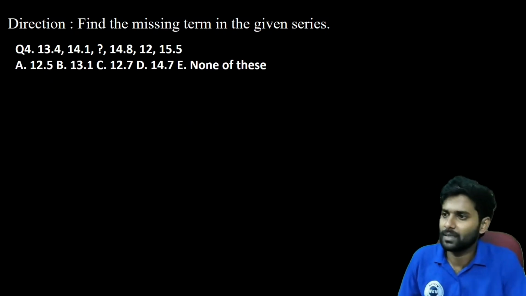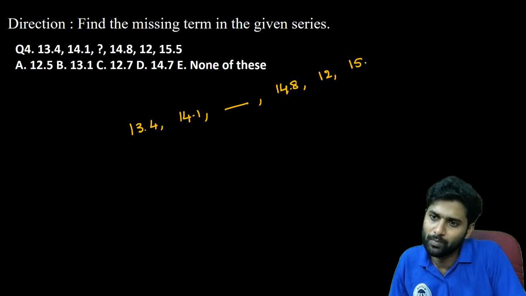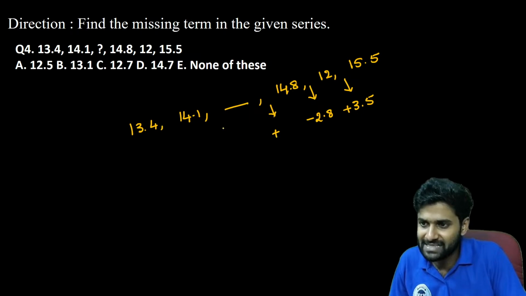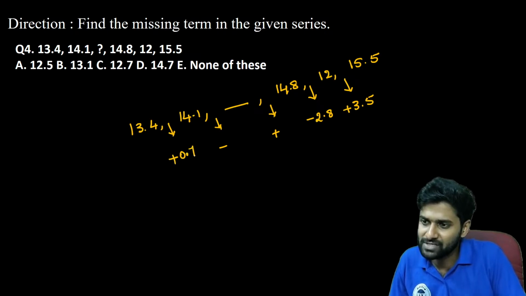Next. So what can be the next number here? 13.4, 14.1. What is the next number? 14.8, and it's 12, 15.5. See, you can identify that it is increasing by 3.5, but it is decreasing by minus 2.8. Now guys, see, definitely it is increasing, definitely it is decreasing. So we should identify how much value we are adding. So it's an increase of 0.7 units.